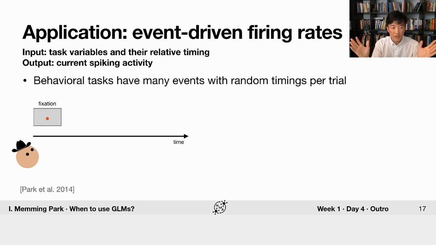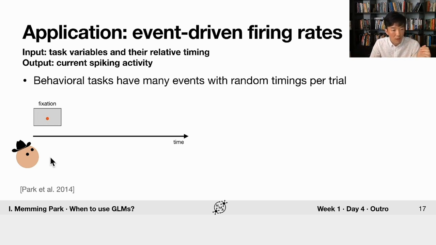So oftentimes when we're doing animal experiments, the animal will be doing a fixed trial or a random trial many, many times repeatedly, where in each trial there are different events that are going to happen. And the question is, can we use GLMs to disentangle different modulations based on different elements of the task?